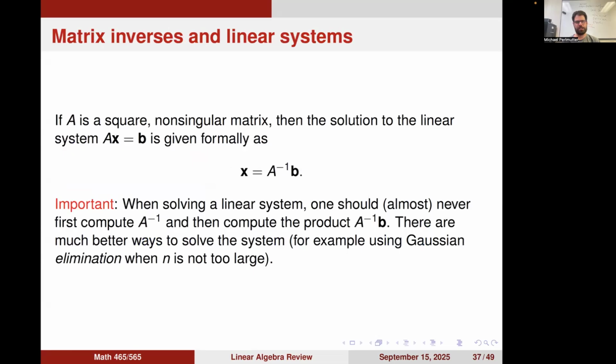We note that if A is a square non-singular matrix, then we can always solve Ax = b by writing x is equal to A inverse b. And in theory, this always works. However, this is almost never what you should actually do. This is a theoretical result, but it is not the practical way to solve a system of equations.